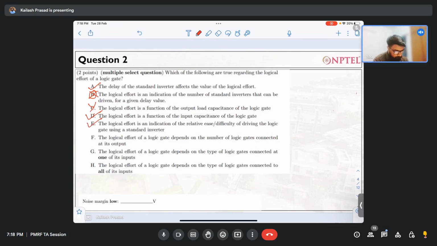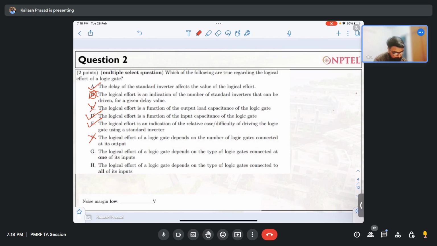Okay, now moving to the F part, the logical effort of a logic gate depends on the number of logic gates connected to its output. The answer is no. So this is not correct, because the logical effort only depends on input, not output. Okay, so it doesn't matter how many gates you connect at the output. The logical effort of the gate remains the same.